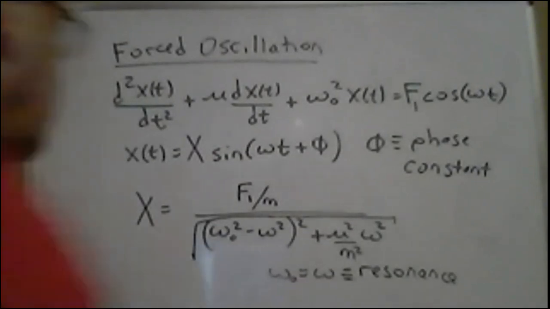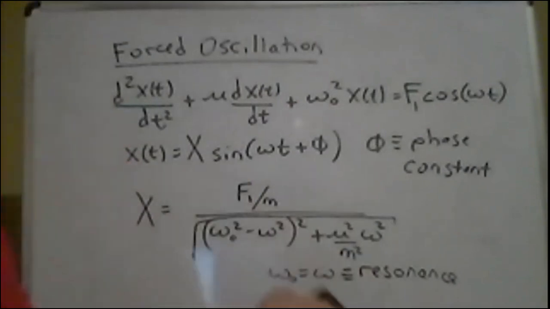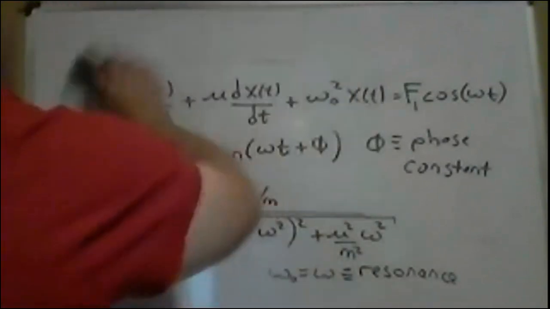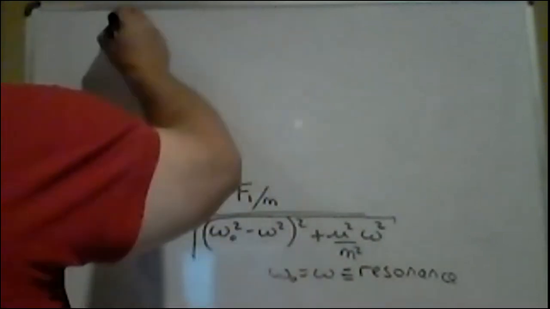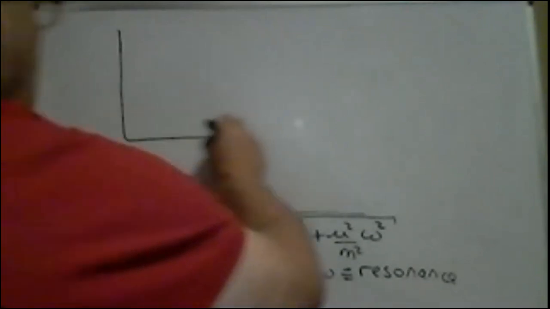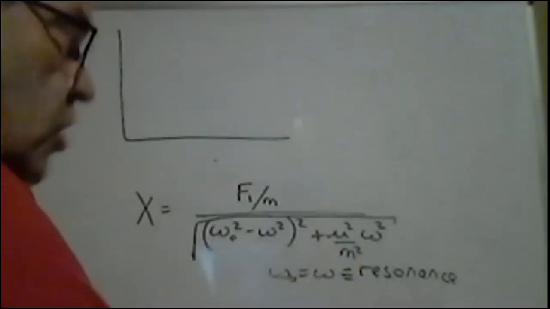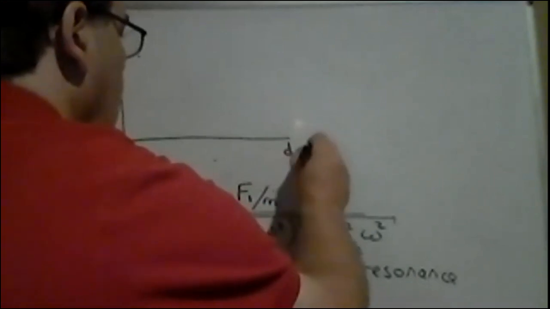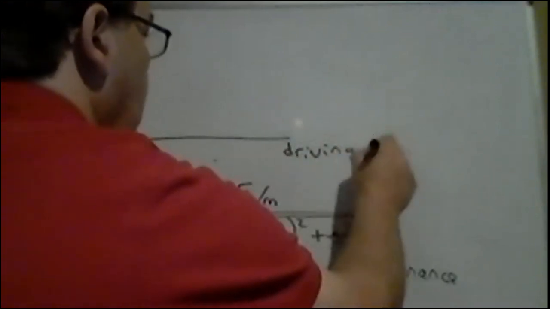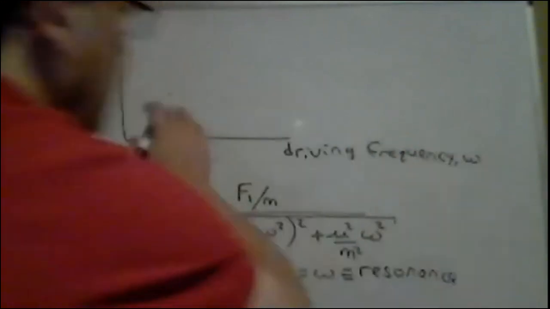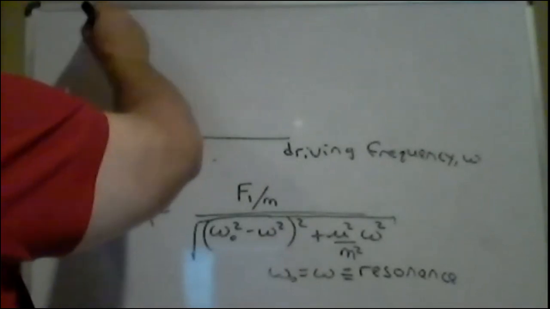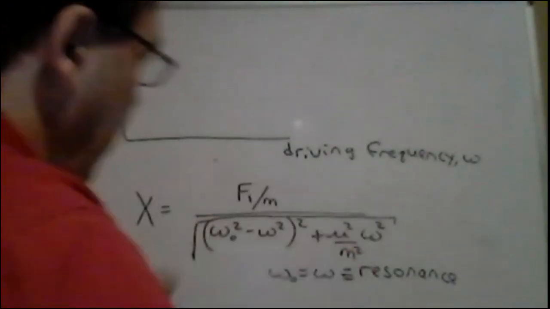So for instance, let's draw a little plot of amplitude versus frequency. This axis is the driving frequency, or forcing frequency, omega. And this is my amplitude, the nasty amplitude here.